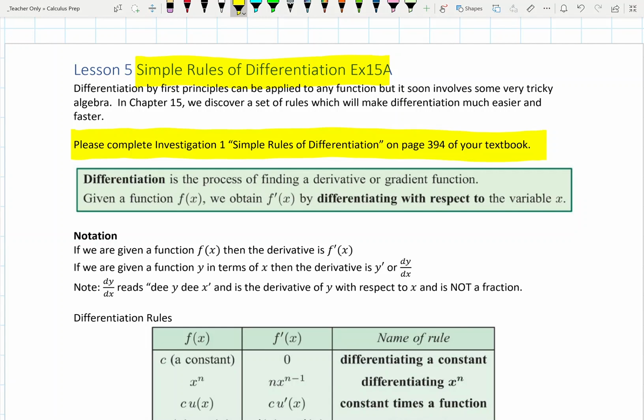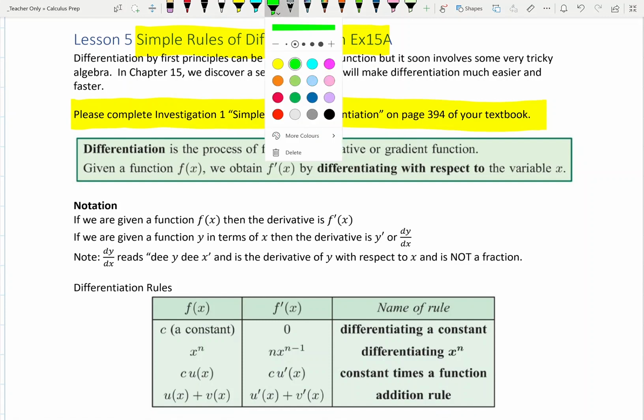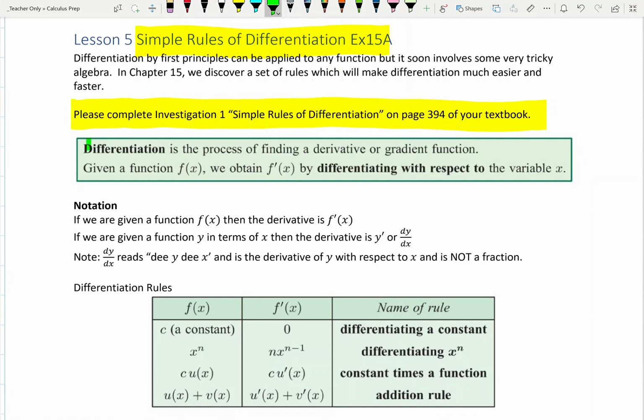Okay, so just a little bit of terminology before we go any further. Differentiation is the process of finding a derivative or gradient function. So if we differentiate something, it just means find the derivative, find f dash x, and so on. Now, quite specifically, when we've got f of x, we find the derivative f dash of x by differentiating with respect to the variable x.